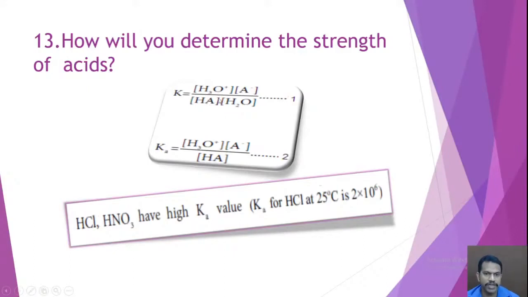Product concentration divided by reactant concentration means the equilibrium constant, the ionic equilibrium constant K. So K equals H3O plus multiplied by A minus, the square brackets meaning concentration, divided by HA and H2O. This is equation 1. Next, the concentration of water is large, so negligibly small, so we don't consider the water concentration; this is assumed to be 1. So now Ka, A for acid, is H3O plus times A minus concentration divided by HA concentration. This is equation 2. The hydronium ion concentration multiplied by the base A minus concentration, divided by the acid concentration, gives a value, and that value is K.